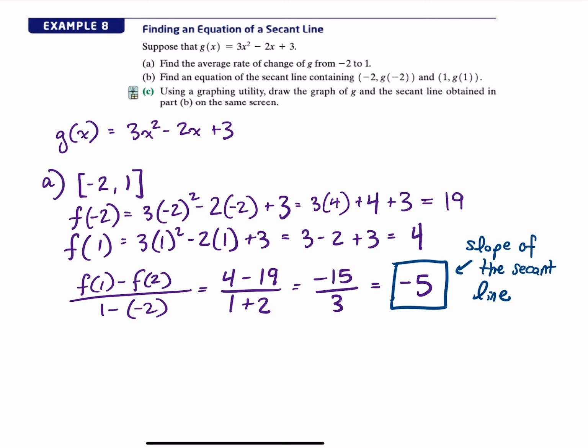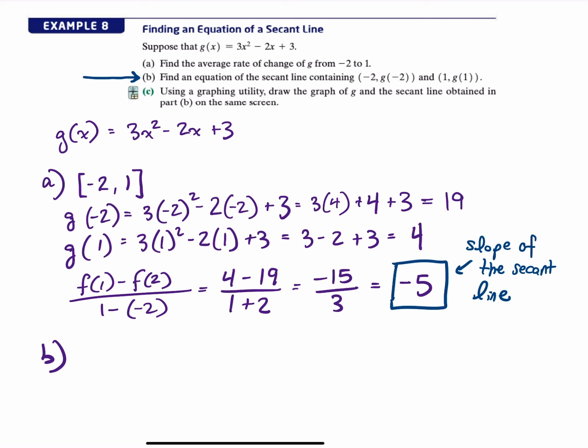And that will be useful because part B is asking us to find the equation of the secant line containing these points. And that's what we found, -2, and we found g of -2. Oh, I'm calling it f here. Let me use the right letter. And then 1, g of 1. So those are our 2 points. We just found the slope between them. And if we want the equation of a line, well, we know what the slope of our line should be. We just need to build the equation.